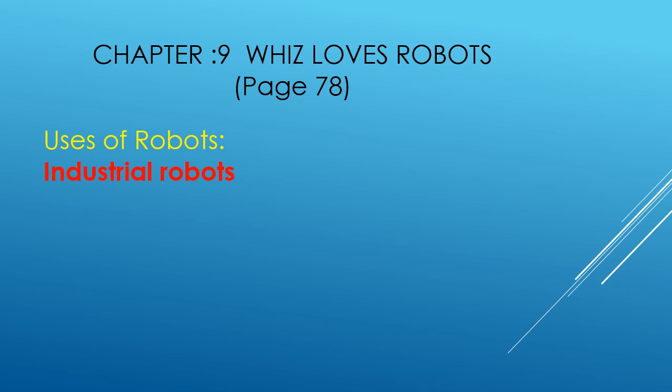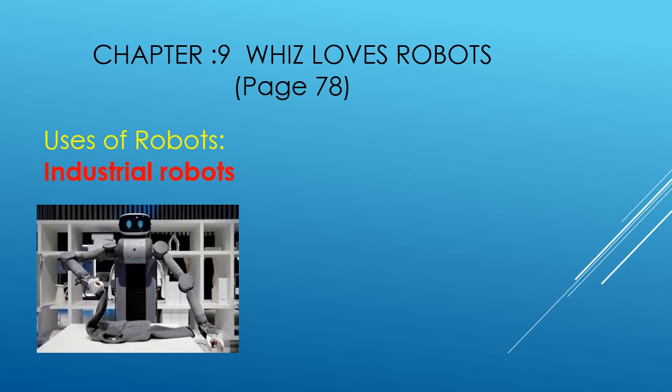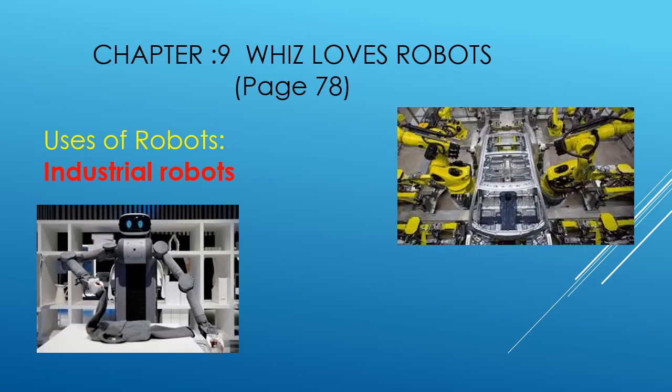Robots are being used for packing of materials. They are being used for loading and unloading of containers. They are being used for car assembling. They are being used in hot boilers where it is not safe for human.